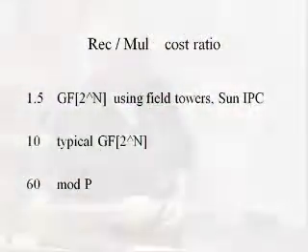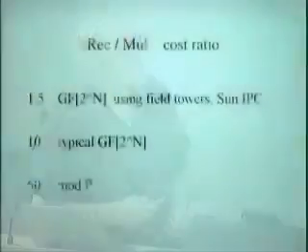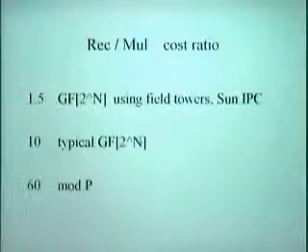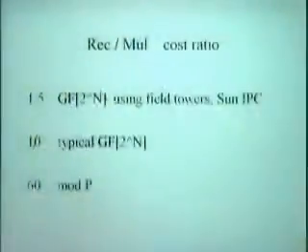Now, whether this is worthwhile depends on the cost of a reciprocal versus a multiply. This can be quite low if you're using field towers, but we have on good advice that we shouldn't use field towers anymore. The typical reported value for this ratio is 10. My personal experience is actually a much smaller number, but still bigger than 3. And if you're doing it mod p, the scheme works mod p, it'll operate. The typical cost of the reciprocal is 60.